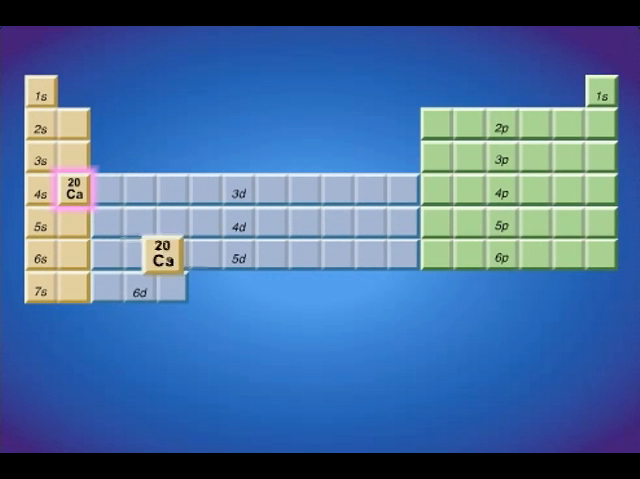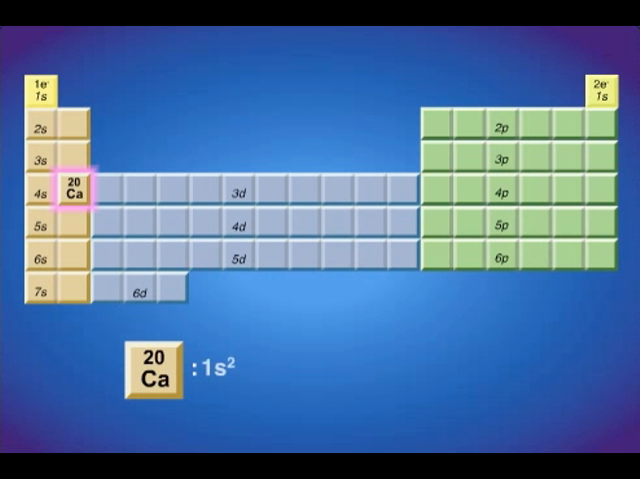Calcium has an atomic number of 20, meaning that the atom has 20 protons and 20 electrons. To write the ground state electron configuration, we start with the 1s orbital, which can hold 2 electrons. We write 1s2. Next, the 2s orbital can hold 2 electrons. We write 2s2. The 3 2p orbitals can hold 6 electrons. We write 2p6. Thus far, we have placed 10 electrons.